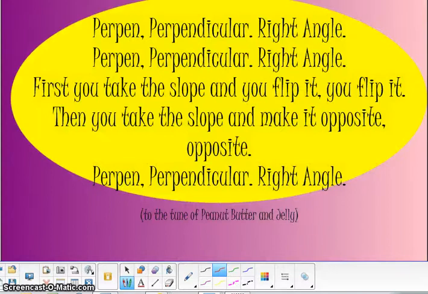So here's another thing I would like you to look up. Look up the tune of Peanut Butter and Jelly and see if you can sing this tune to help you remember.